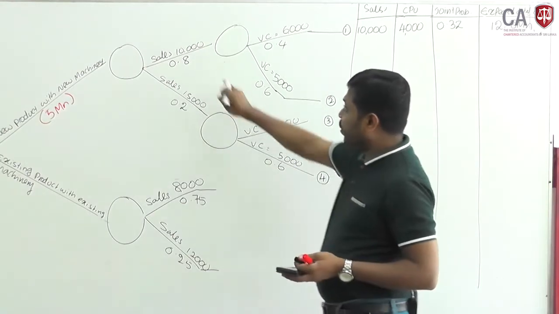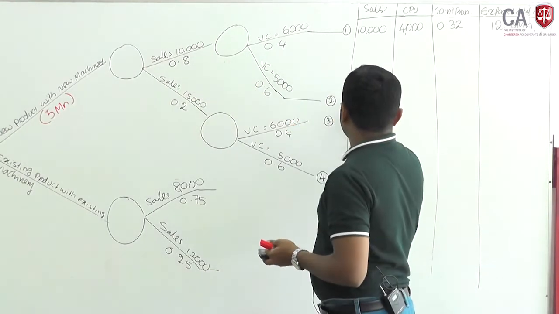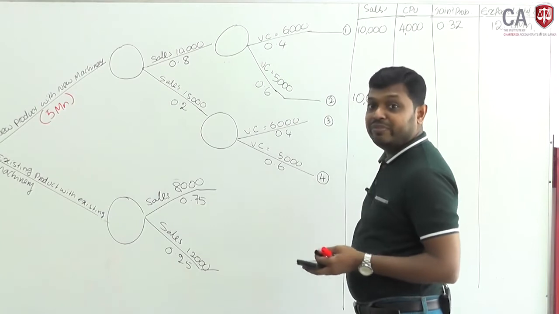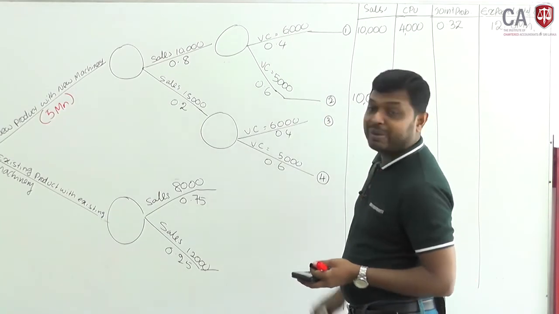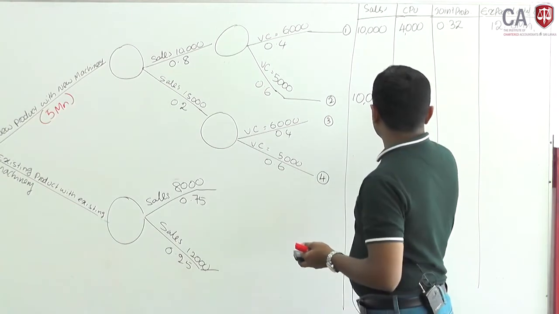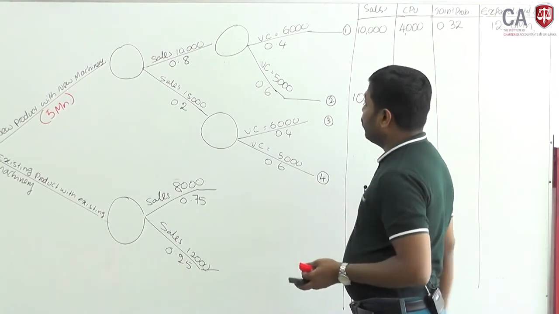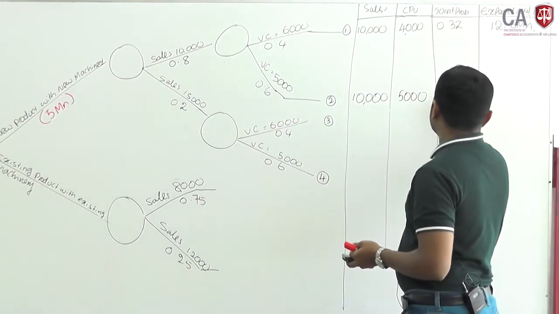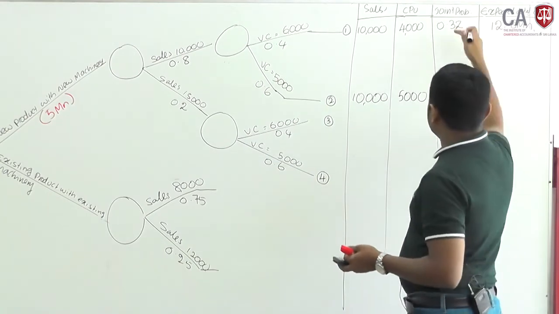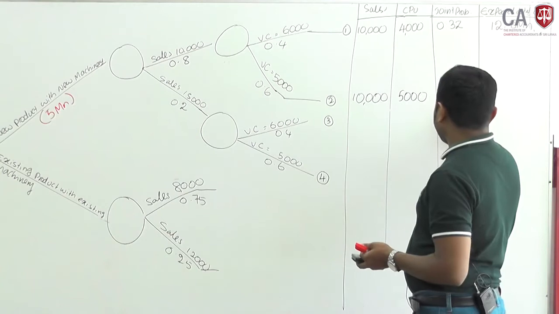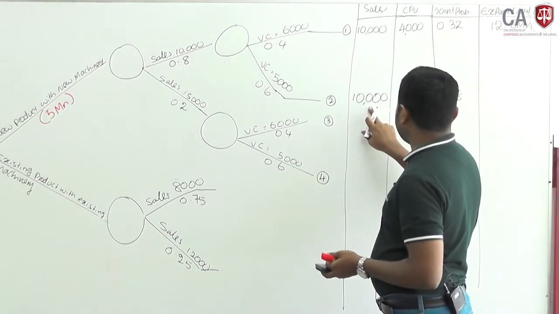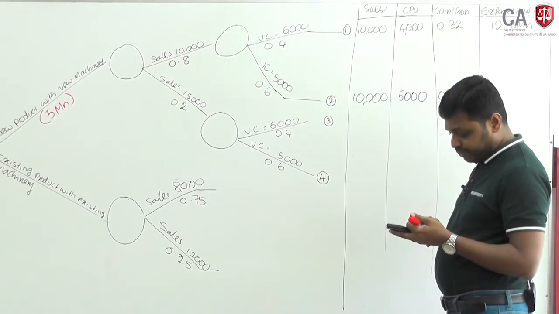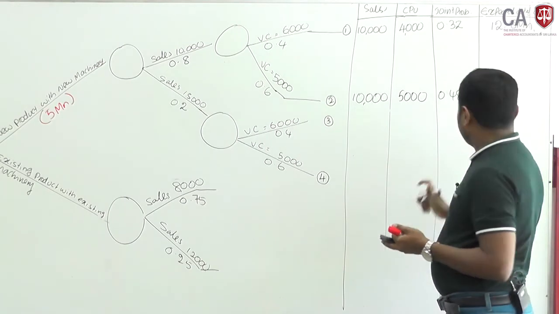The branch here also has 10,000 units. Contribution per unit: selling price 10,000, variable cost 5,000, so contribution per unit is 5,000. What is your joint probability? 0.8 into 0.6, 0.48. When you add these two, it tallies back to 0.8. Therefore your total contribution, 10,000 times 5,000, is 50 million. 50 million into 0.48 is 24 million.